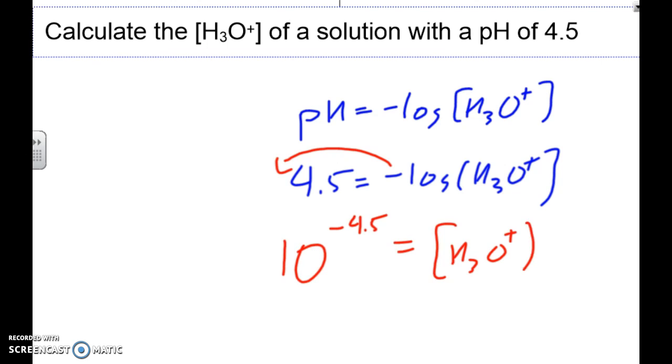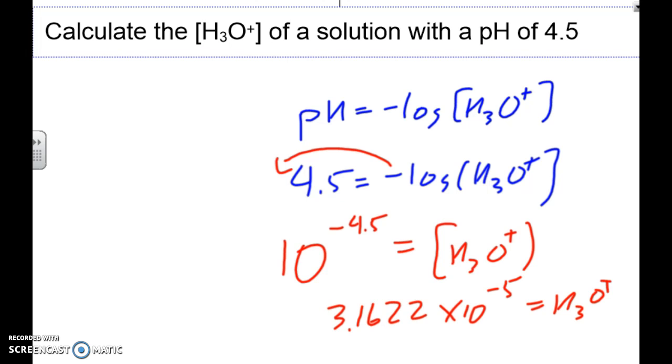For a lot of you, what that's going to be is you're going to look for a 10x button, which is probably the second function of log on your calculator. So when I plug that in, what I get as my number is 3.1622 times 10 to the negative 5.